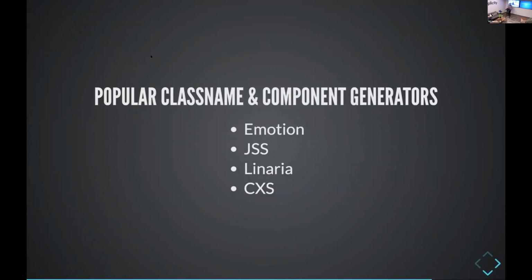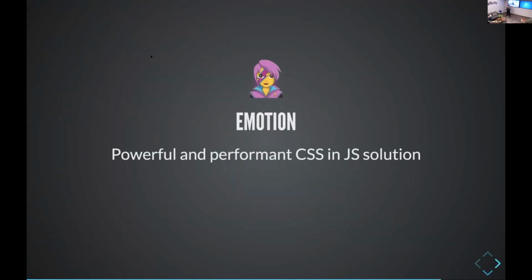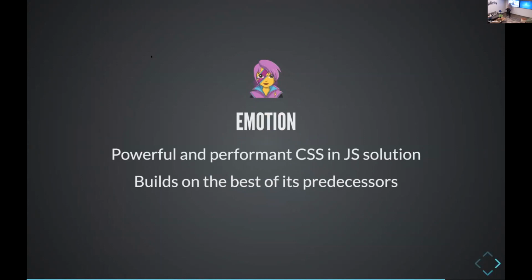So there's also ones that allow you to do class name and component generation, starting with Emotion, which is a very powerful and performant one. I believe as of recent numbers, it's one of the most performant at its size, at what it offers. It builds on the best of its predecessors. It has some of the best of styled components, some of the best of these class name generators. It really does have a performant and powerful solution. It also supports adding global CSS for that escape hatch.